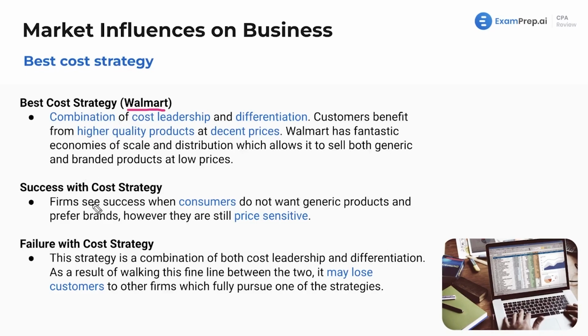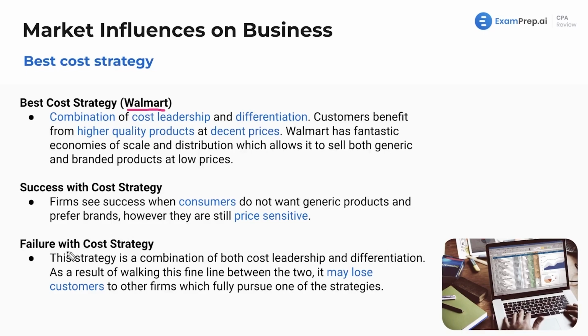And when is Walmart going to see success with this cost strategy? Well, when customers or consumers do not want generic products and prefer brands. However, they are still price sensitive, right? So Walmart's got a lot of brands. I know obviously it has its own store brand. This is the general consensus on best cost strategy.